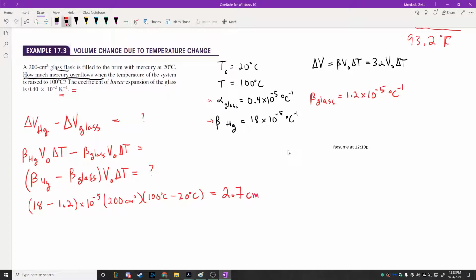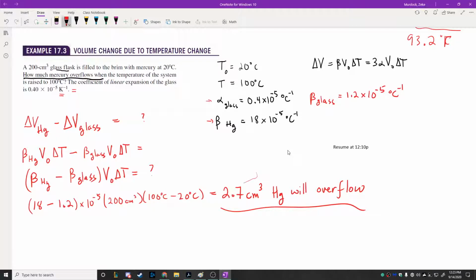That's the amount of mercury. They make the point in this problem that this is part of the reason why a mercury thermometer would work: the amount that the mercury expands is quite a bit more than the amount the glass expands. And so as a result, the mercury can be a pretty accurate measurement of temperature, basically, right?